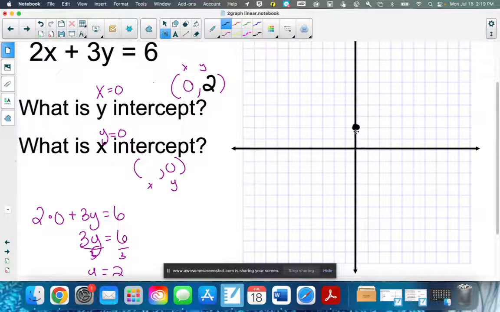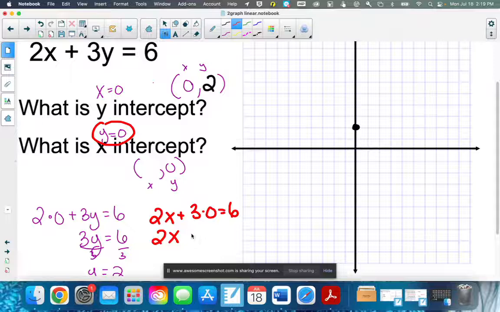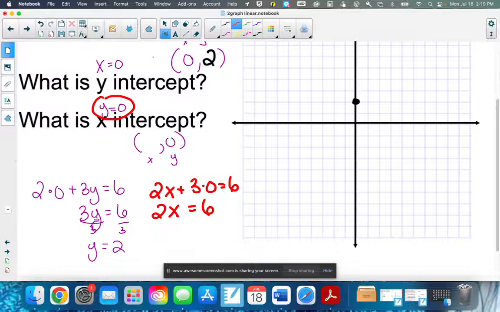Okay, think of it like function notation, where you're plugging in one number for the input and getting out the output. Now let's do the same thing for the x-intercept. I'm going to make y equal 0. So I have 2x plus 3 times 0 equals 6. Again, anything times 0 is 0, so you don't have to include it. What I have is 2x equals 6, and then I divide by 2 to solve, and I get x equals 3.